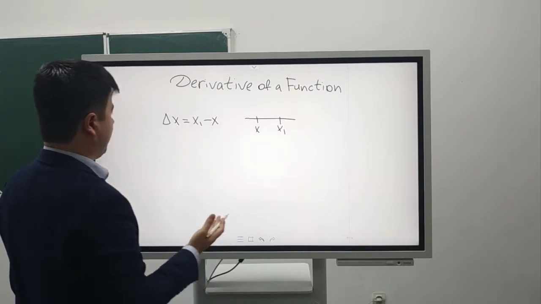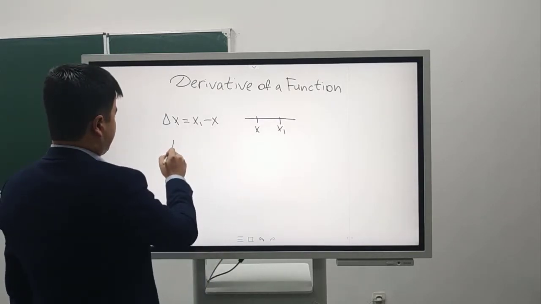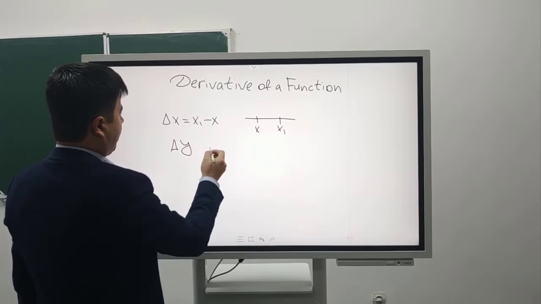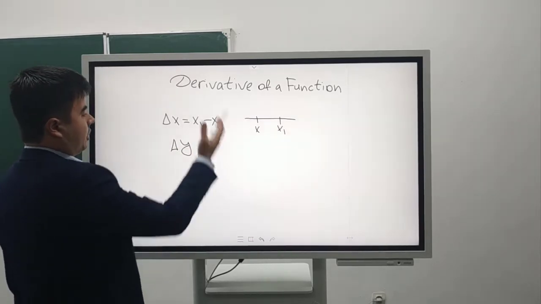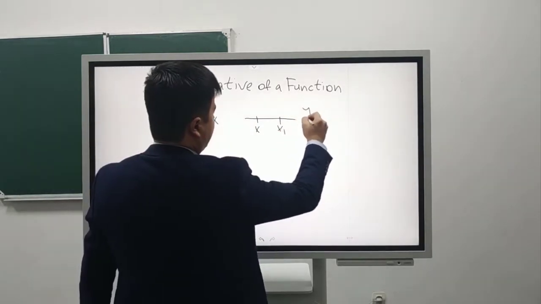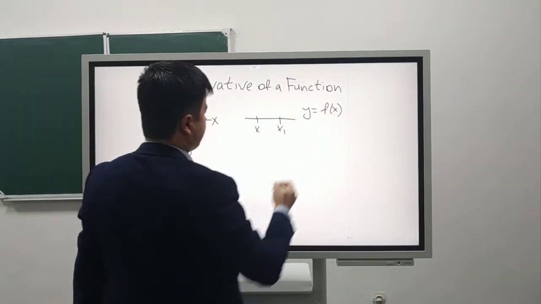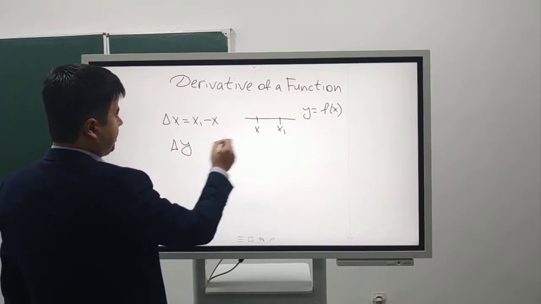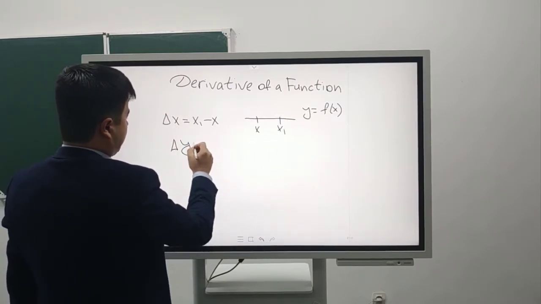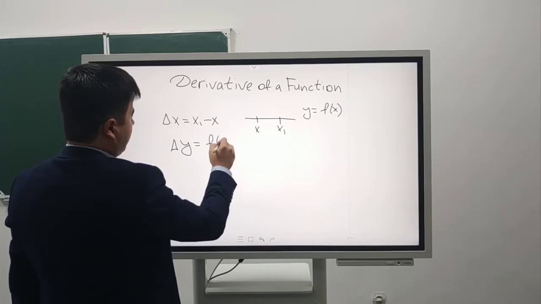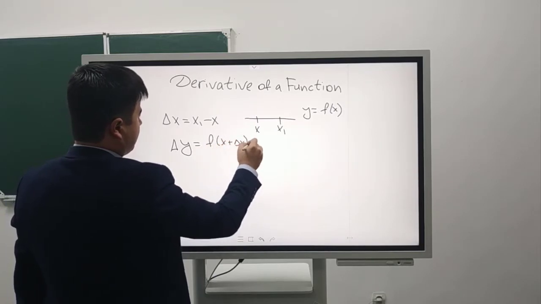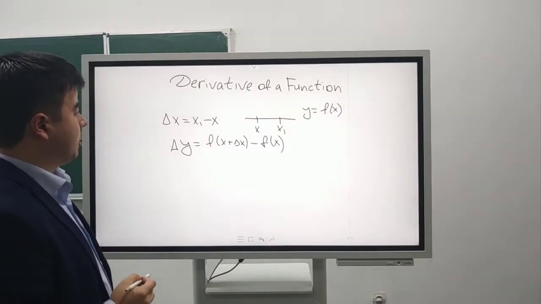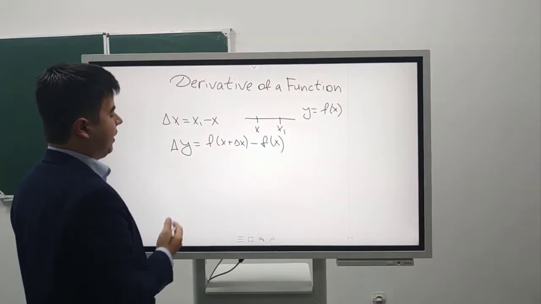And now increment of function, it is delta y. So if we consider here function y is f of x, here we need to write increment of function with delta x. So it will be f of x plus delta x minus f of x. This is what we call increment of function.